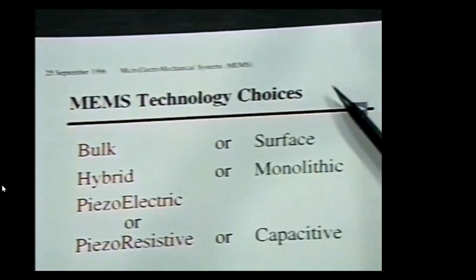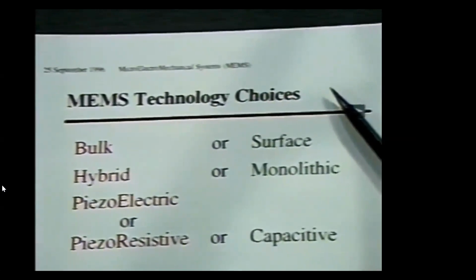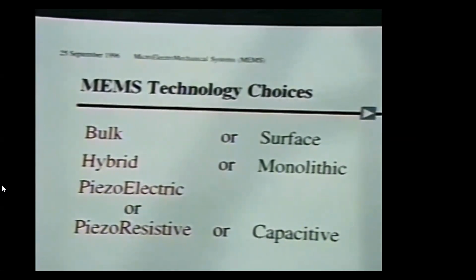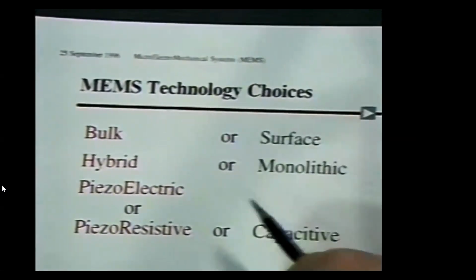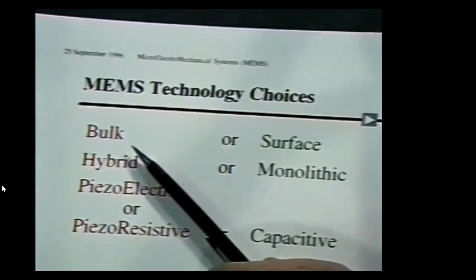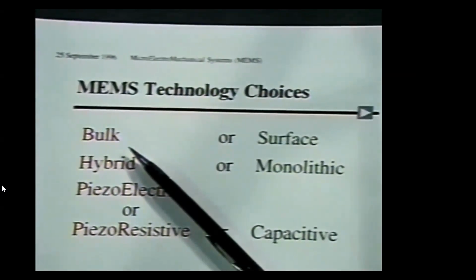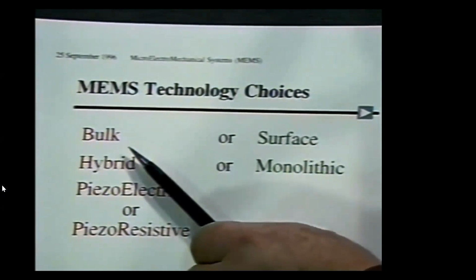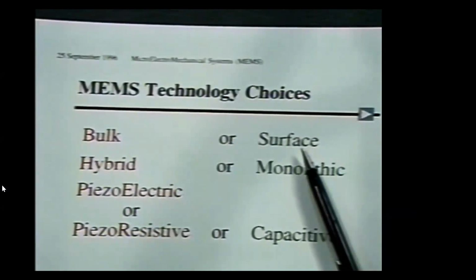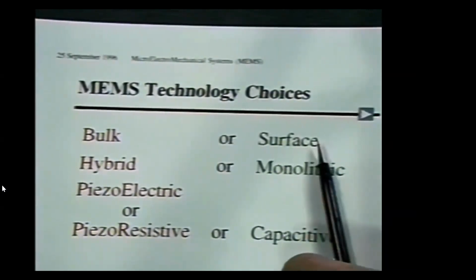When we initiated the development of this sensor back in the 1987-88 timeframe, there were several technology choices to be made. There are really various ways of implementing sensors and implementing microelectromechanical systems. In the first case, there was in existence a lot of devices made with bulk micromachining, that is micromachining into the bulk of the silicon, and also some studies on surface micromachining. So we had to choose between bulk and surface micromachining.